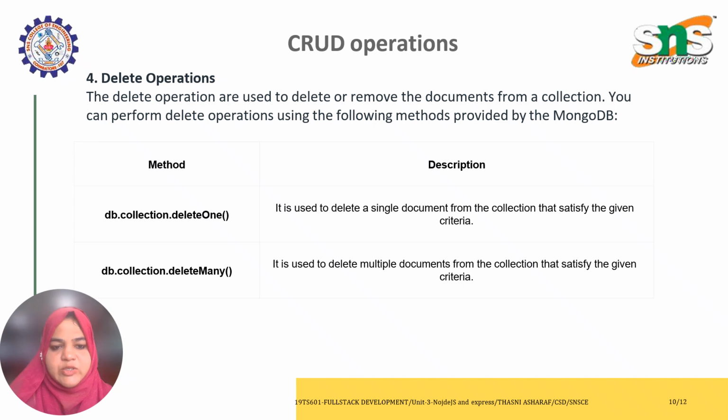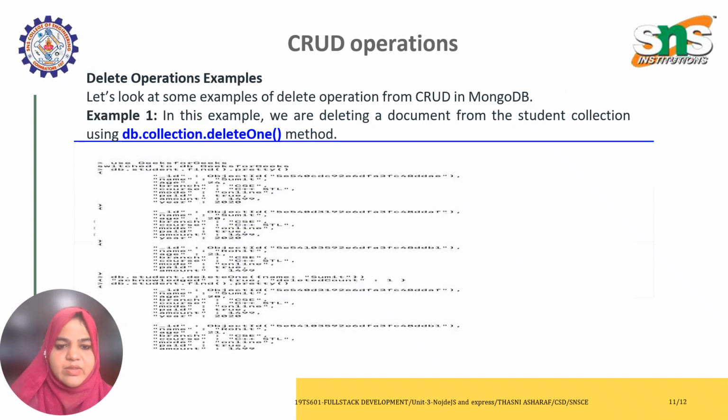And next is the delete operation. Delete operation is used to delete or remove documents from a collection. You can perform a delete operation using the following methods. One is db.collection.deleteOne, used to delete a single document from the collection. And db.collection.deleteMany is used to delete multiple documents that satisfy the criteria from the collection. So this is the delete operation.